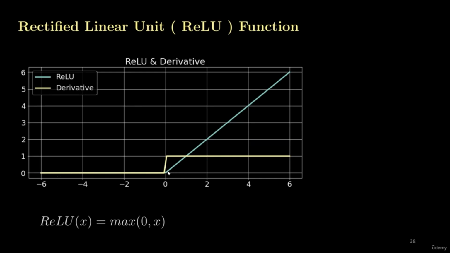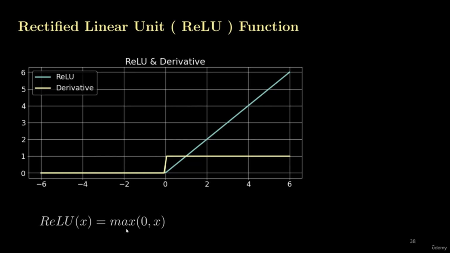On the other hand, it has a constant slope for any value greater than 0. That is, if we pass 2 to the ReLU function, it will give us 2. If we pass 4 to the ReLU function, it will give us 4. So for positive values, it will preserve the value, but for negative values, it will give us 0.